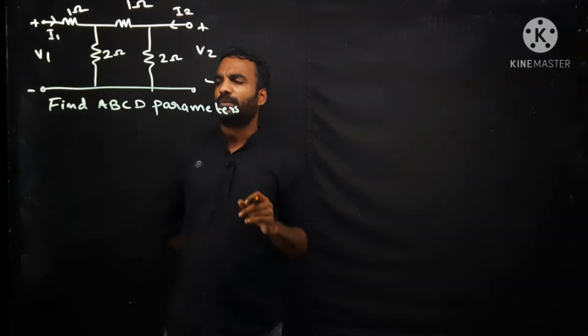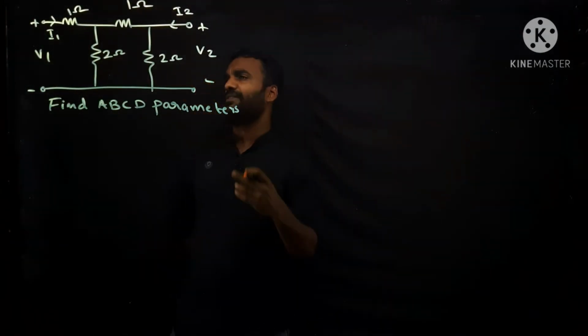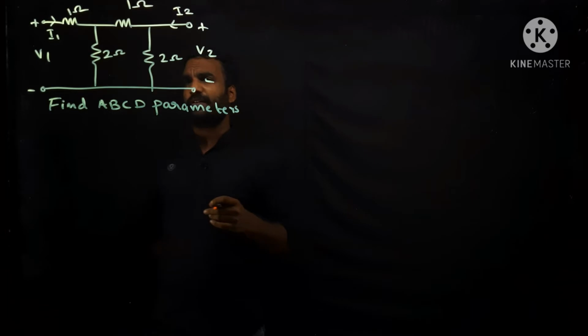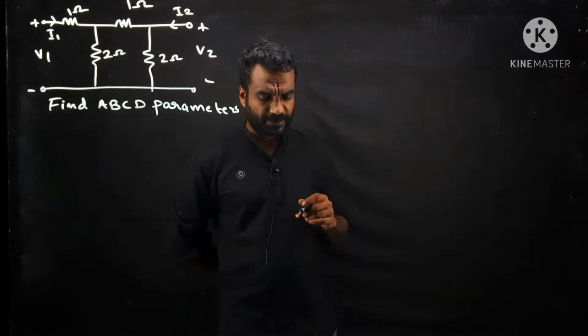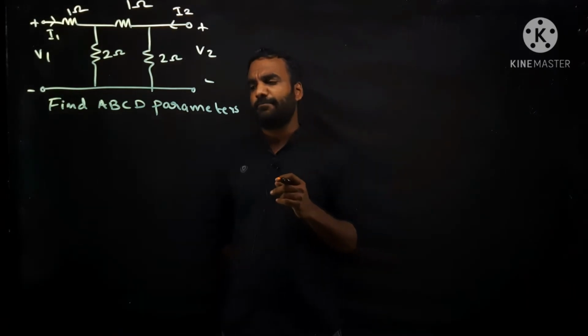Okay, so this is the problem. Find the ABCD parameters of this network. It is a resistive network. Before going to start the problem, let me tell a few things.